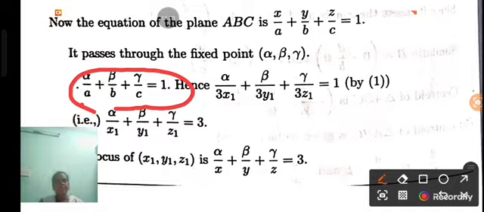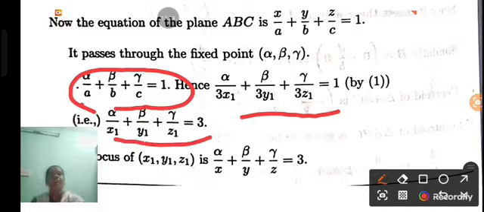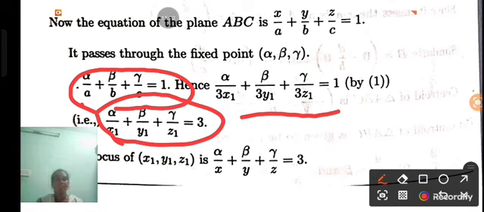Then substitute in terms of the centroid from earlier. We get a equal to 3x1, b equal to 3y1, and c equal to 3z1. Substituting into the equation, alpha by 3x1 plus beta by 3y1 plus gamma by 3z1 equal to 1. Then multiply both sides by 3. Then we get alpha by x1 plus beta by y1 plus gamma by z1 equal to 3.